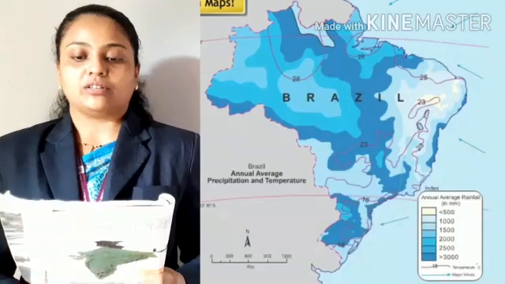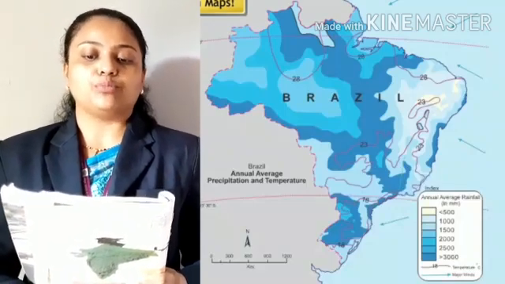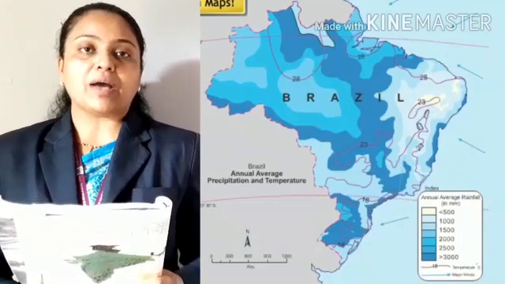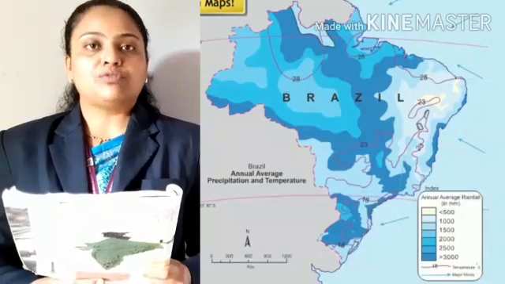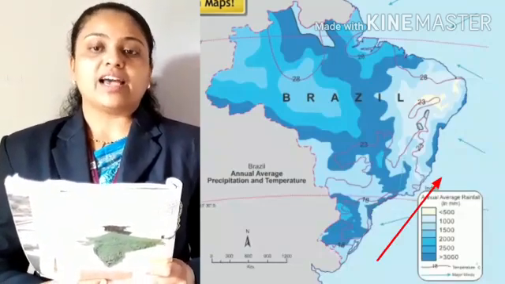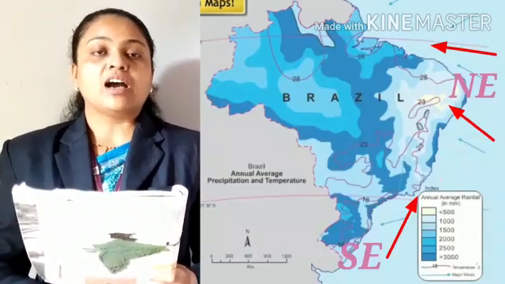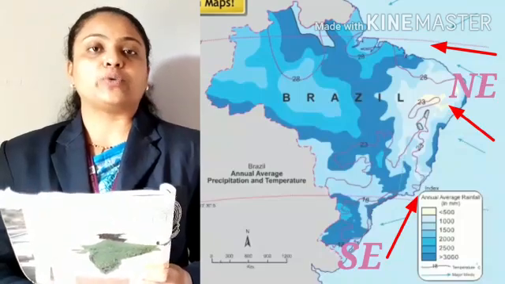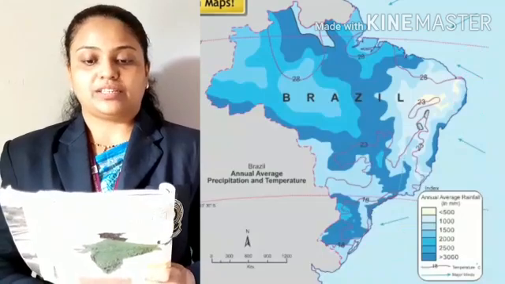The next question. From which directions are winds flowing towards Brazil? Now again look at the map. In this map you can find that the directions of the wind which flow in Brazil are southeast and northeast. So southeast and northeast are the directions through which these winds flow towards Brazil.